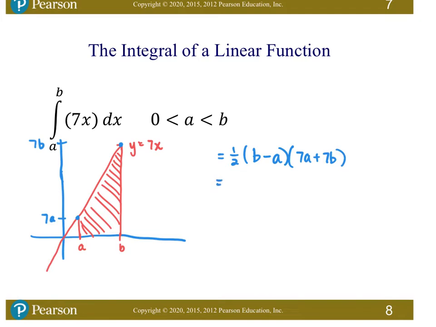So I can simplify that. How about I pull the 7 out? So I have 7/2 times b minus a times a plus b. And if I FOIL that together, I'm going to get b squared minus a squared. So that's the expression for the exact area underneath that curve and above the x-axis.